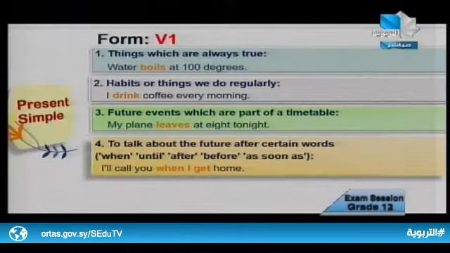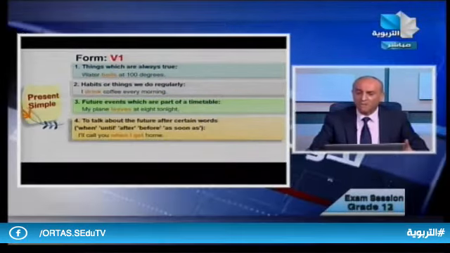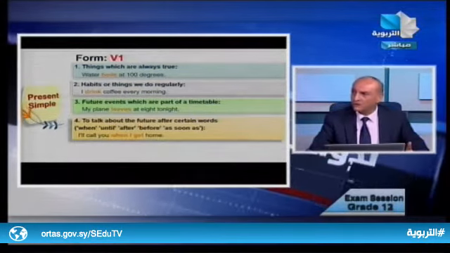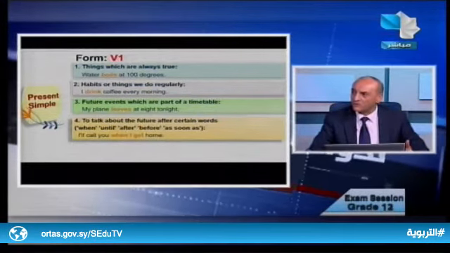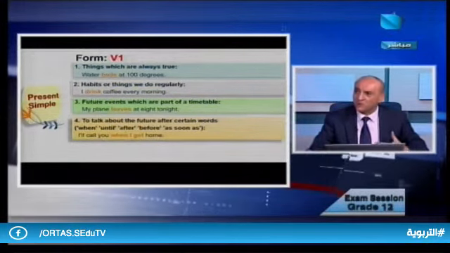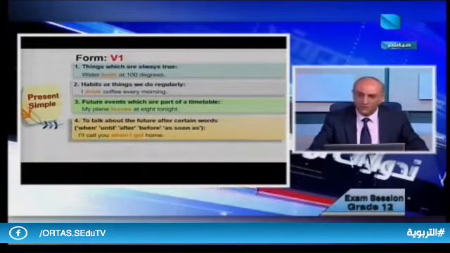Of course, we can use it to talk about states, as you can say. We can say my grandfather lives in the mountains, for example. So it is something which is always true. It doesn't change, as you said.